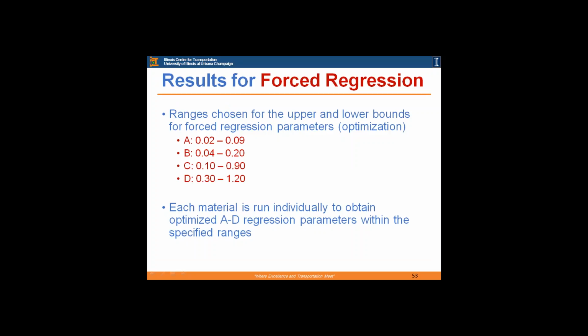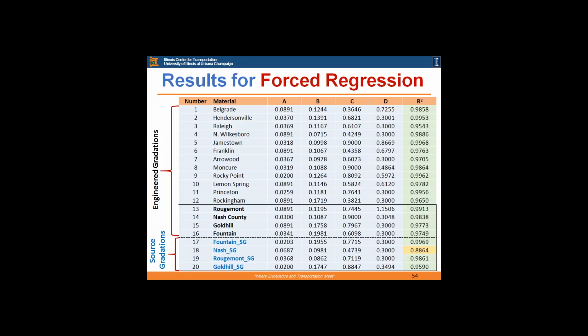And then after we have those ranges, we actually ran a forced regression, or an optimization code, on each material individually to obtain the optimized values for the A, B, C, D regression parameters for those specified ranges. Those ranges can also be fine-tuned if we test more materials to determine more appropriate ranges in the future. So these are the results for all the 16 materials. Now they're all within the ranges, and these are the R-squared values, which are reasonable.